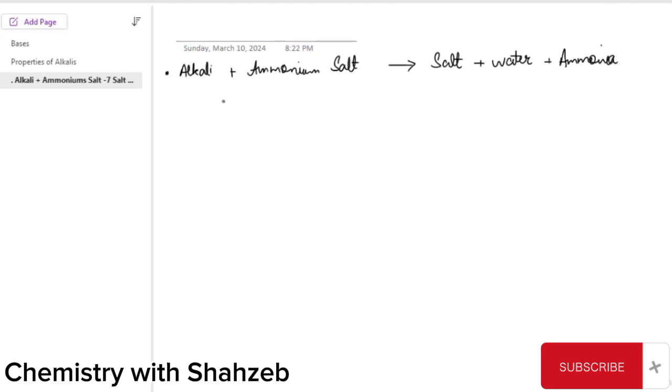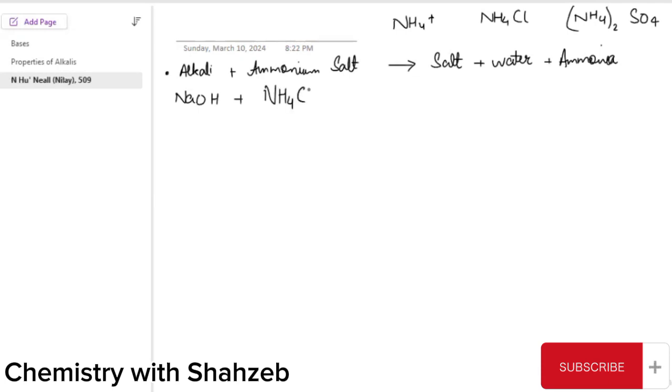Okay. The alkali we have, for example, is sodium hydroxide, and the ammonium salt contains the ammonium ion, NH4+. It can be ammonium chloride, which is NH4Cl. It can be (NH4)2SO4, which is ammonium sulfate. So we can use any ammonium salt and the result would be the same. Okay, let's take ammonium chloride, NH4Cl.